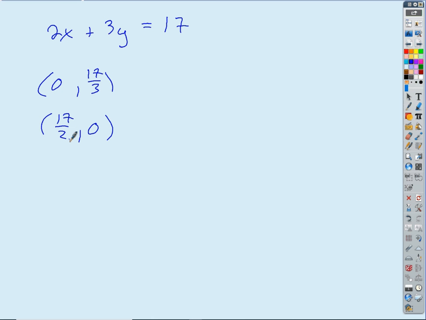In fact, I could do this for any number. What if x is 4? Then that would give me 8, so I'd get 8 plus 3y equals 17. Subtract 8 from both sides, I'd get 3y equals 9, so y would equal 3. We found 3 of them, right? There's an infinite number of them. What would the graph of that infinite set of solutions look like? A line. And every point on that line, the coordinates corresponding to the point, would constitute a solution to the equation, right? Okay, you get the idea?